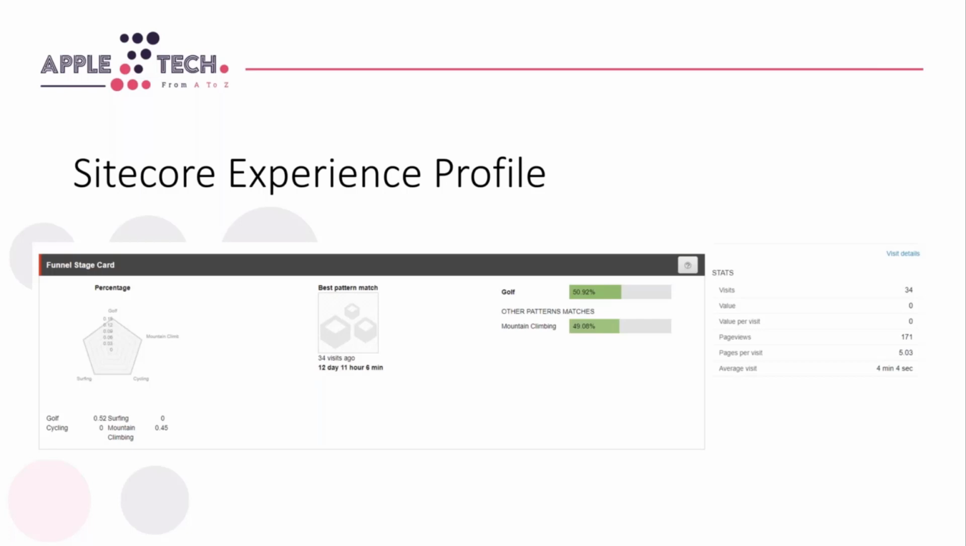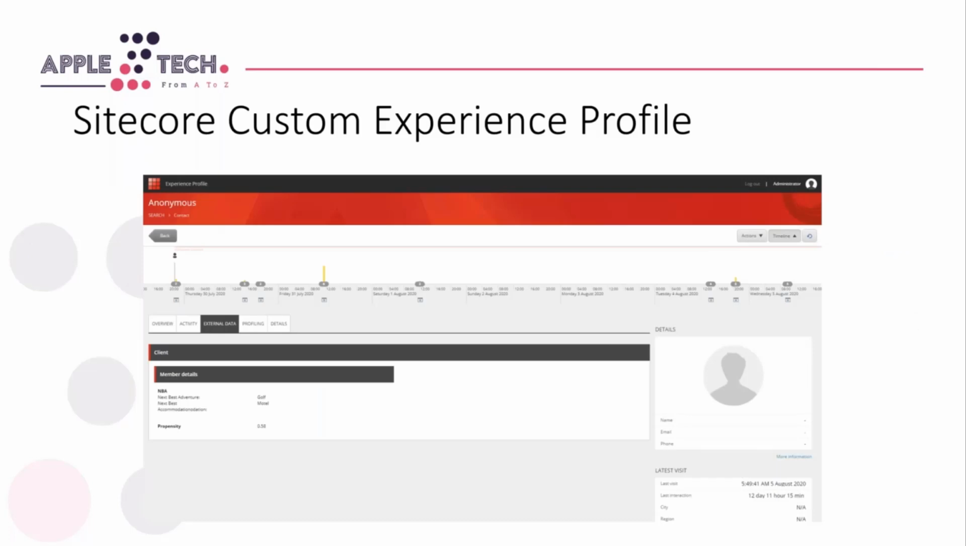This is how the profile looks if we're doing the normal Sitecore pattern matching. But then what we can do is create custom facets. We can store what our next best destination is, what the next best accommodation is.